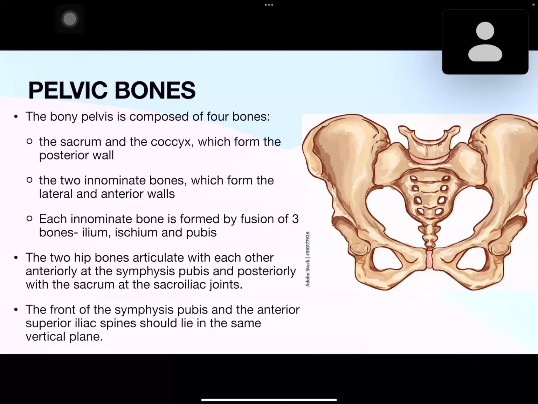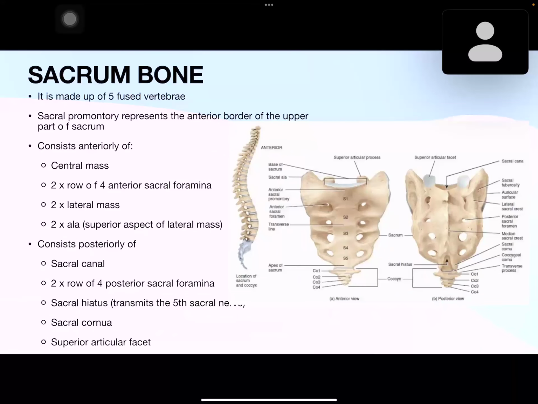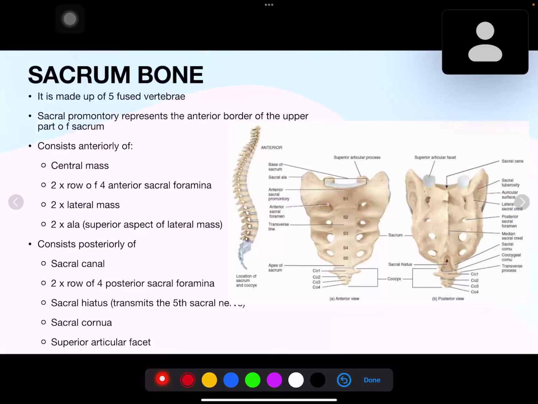We will discuss all these bones in detail because there are a few very important landmarks on these bones that can come in the exam. First is the sacrum bone. It is formed by fusion of 5 vertebrae, S1, 2, 3, 4, and 5. All of them are fused in the midline. And there is a very important structure here called the sacral promontory.